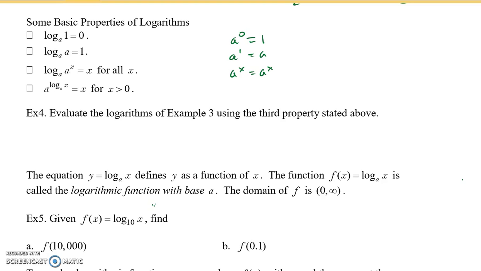And then the fourth property, a to the log base a of x equals x for all positive real numbers x, for x greater than 0. So this is basically saying if we raise a to the exponent that we should raise it to get x, that's what we'll get. We'll get x. So this is sort of turning around what's written in the third property.